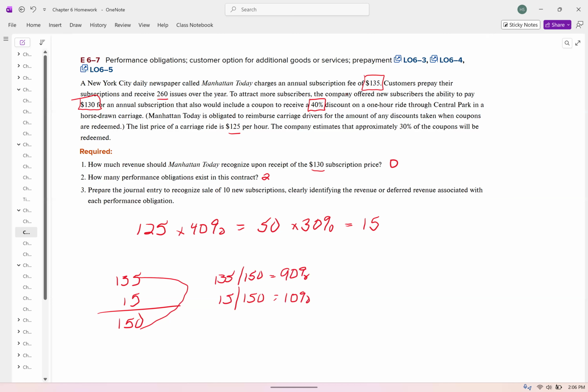Okay. We only got $130. We didn't get 150. So now we're going to take each one of these. This percentage should always add up to 100%. We're going to take the 90% and multiply that times the 130 that we got. Then take the 10% and multiply it times the 130. Okay. And we will allocate $117 for the subscription and we will allocate $13 for the coupon discount for the carriage ride.